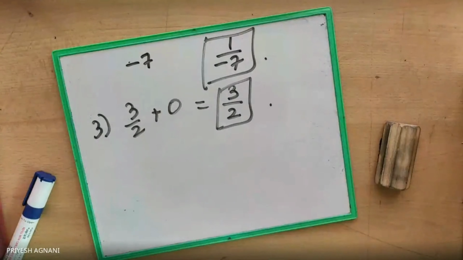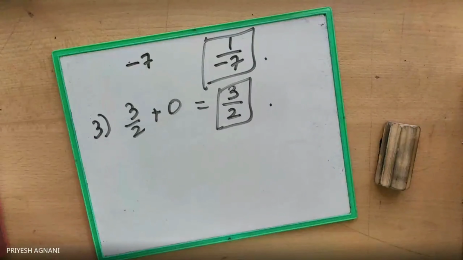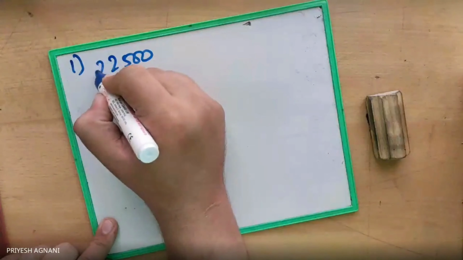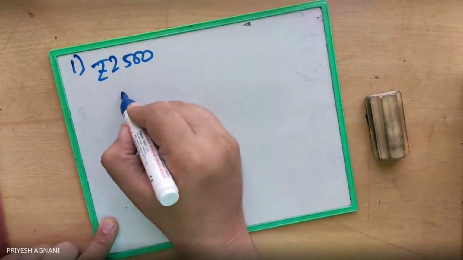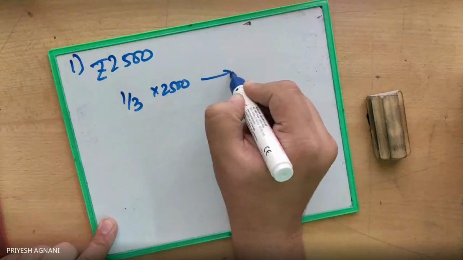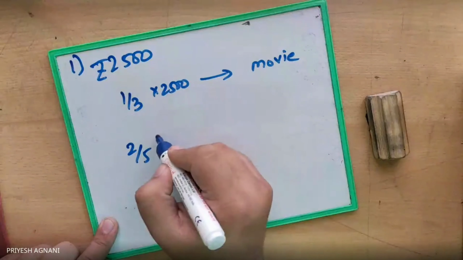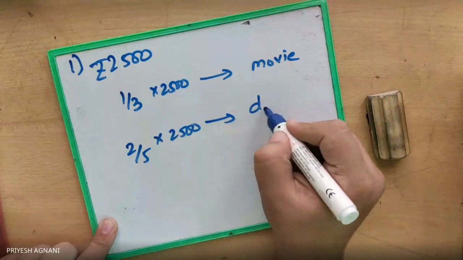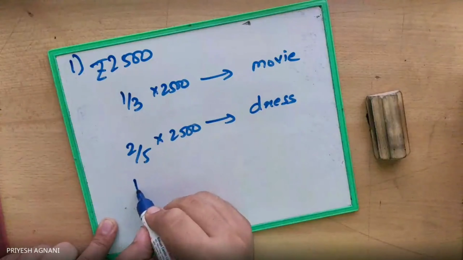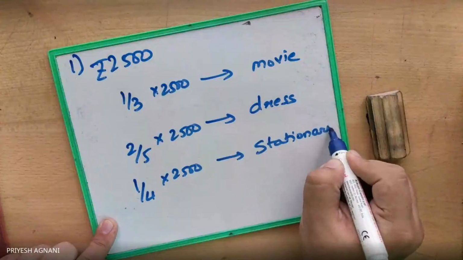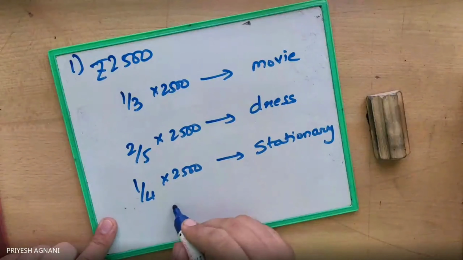In that also, there is one big question, everyday maths, first one, page number 25. Rashmi got her pocket money that is 2500 rupees. Let us solve this word problem. She spent 1/3 of 2500 on a movie. Then 2/5 multiplied by 2500 she spent on a dress. 1/4 into 2500 she spent on a stationery item. How much amount did she save? Now you have to find the leftover.